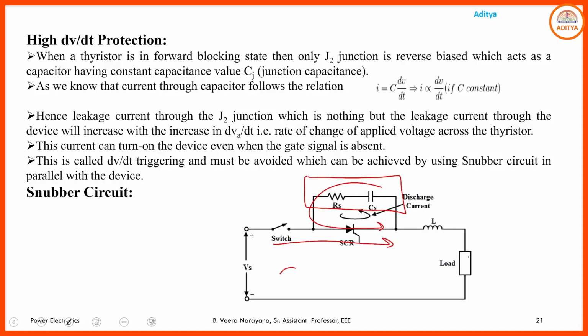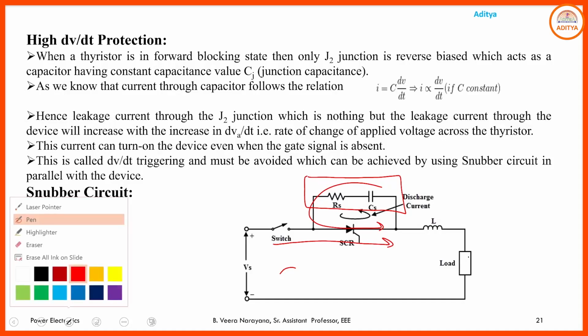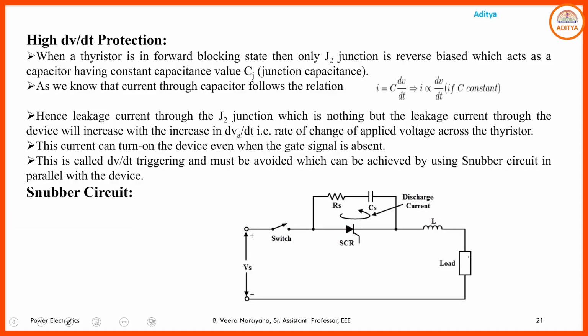Hence, to limit the current flow through the SCR below the rated current, we keep a resistance in series with the capacitor. What is the function of the resistance? It opposes the discharging current flow through the SCR. Hence this is a current limiting resistor. This Snubber circuit resistor is called the current limiting resistor. So the Snubber circuit is always connected across the SCR, and it consists of a resistance and a capacitance connected in series with each other.